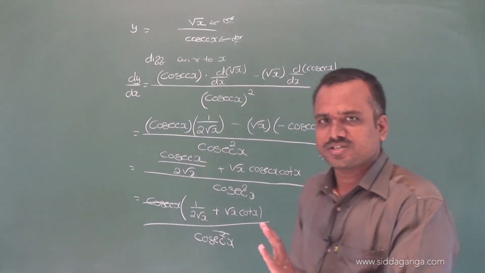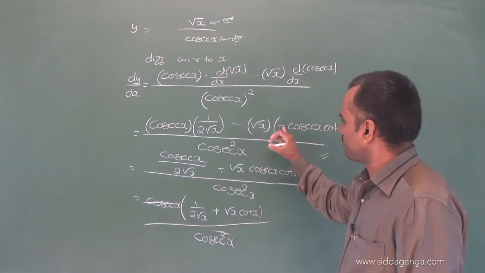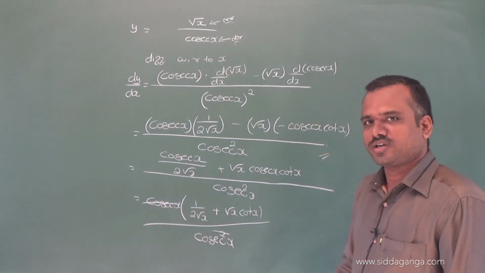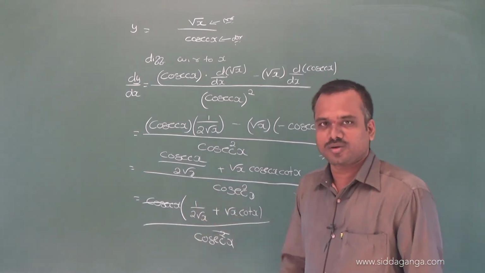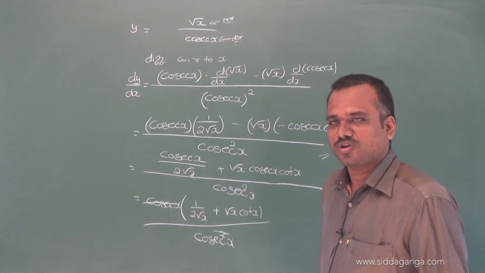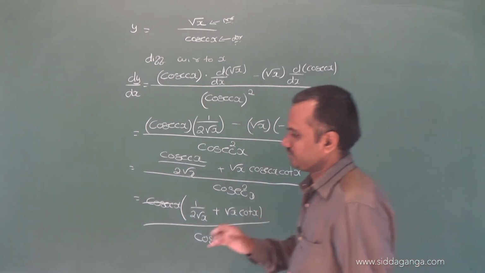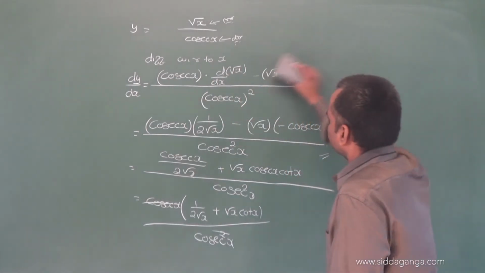If you want to keep as it is, no problem. Keep as it is. Or else if you want to simplify, minus into minus plus, take cosecant x common, one cosecant x gets cancelled. Here also, if you want, root x, take LCM and shift it to denominator, no problem. Okay, so this is what? The quotient rule. Okay, so better we write all the rules in one table.